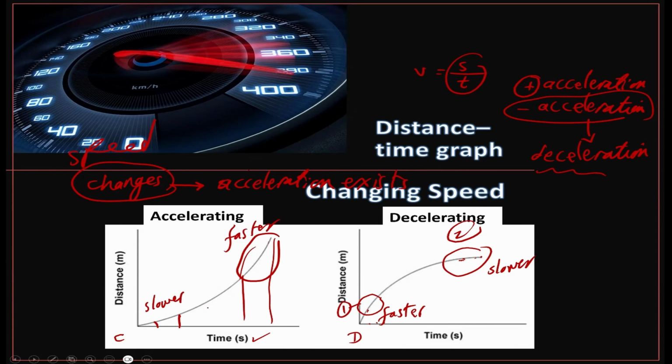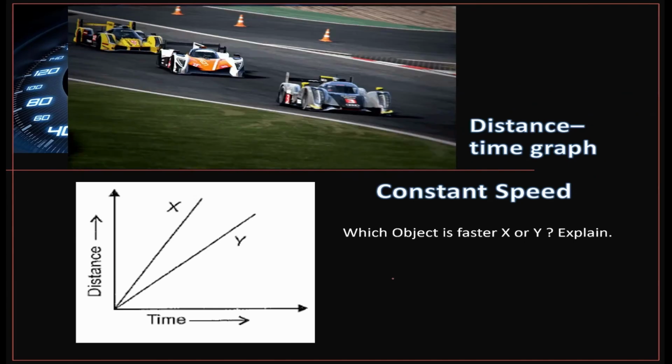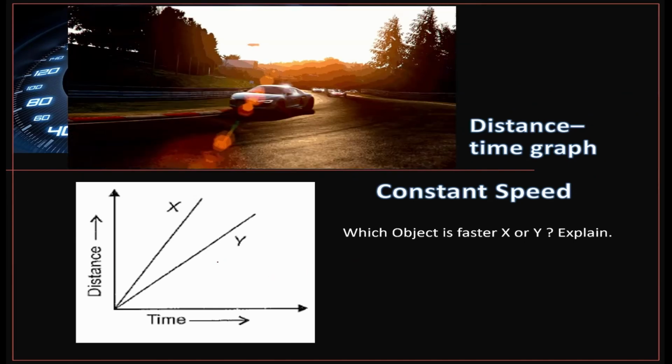Decreases, this means the object is decelerating. So if we have a distance time graph and we don't have a straight line, we have a curved line, this means we have a changing speed. Changing speed means acceleration. It can be positive acceleration when the object is accelerating, and it can be negative acceleration or deceleration when the object decelerates or when the speed decreases. Understood? Great.